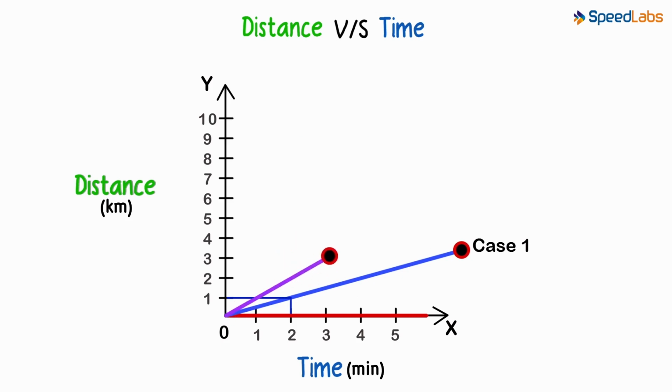And what if it moves very fast? Yes, we would see a steeper line. The distance covered each minute will be a lot more than in the previous case. We will understand better with some examples.